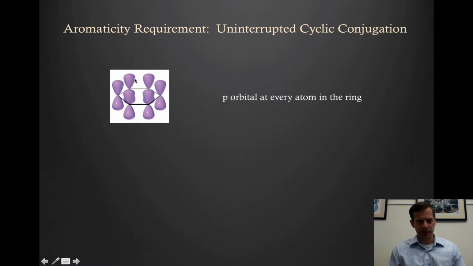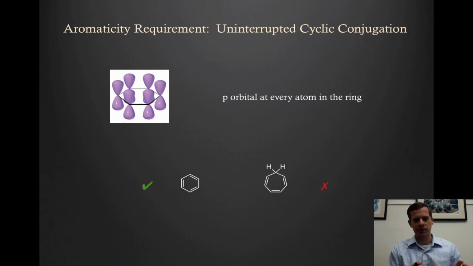So again, this is the picture of benzene that we saw in the last video. And as we talked about, each of the carbons has a p orbital. So we have a p orbital at every atom in the ring that's involved in this conjugation. Okay, so that's good, and so benzene obviously satisfies that criteria. And of course, we know benzene is aromatic. On the other hand, if we were to look at this molecule, so this is cycloheptatriene, you can see that there's an atom here that's saturated, right? So there is no p orbital here, and that means that we don't have full conjugation around the ring. So this is not an uninterrupted conjugated pi system, and therefore it can't be aromatic. And in fact, this molecule does not display any of the characteristics that we know to be associated with aromaticity.